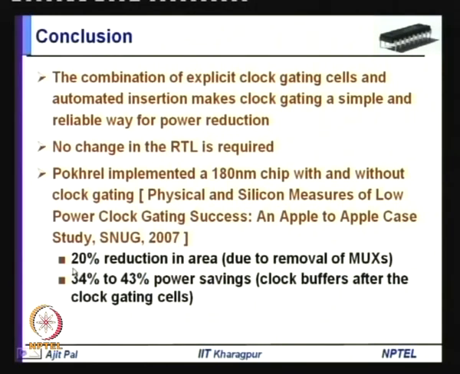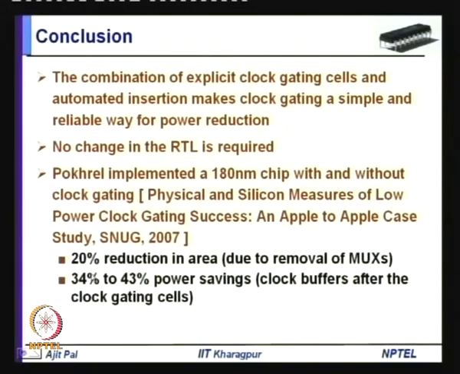And you can see here 20% reduction in area was achieved whenever clock gating is used. This was primarily due to the removal of multiplexers. We have seen that if you do not use clock gating, the registers are fed from recirculating multiplexers. So, each register will have a multiplexer, but whenever it is replaced by clock gating hardware, a single clock gating circuit will replace many multiplexers. So, this area saving is primarily due to the removal of these multiplexers.